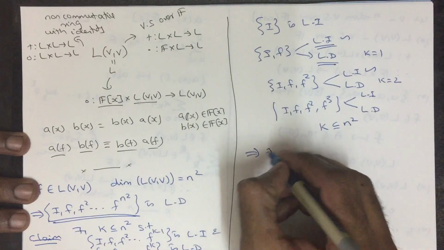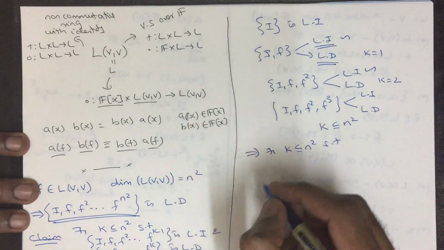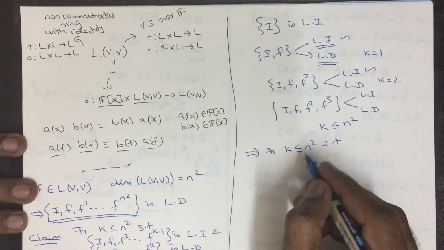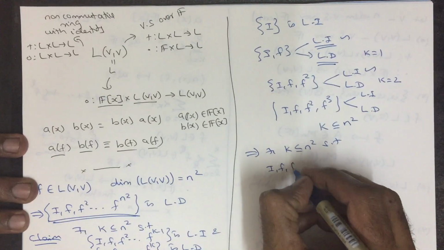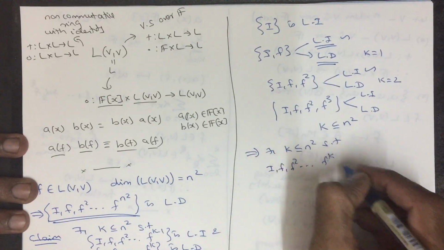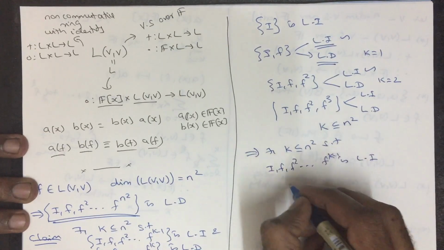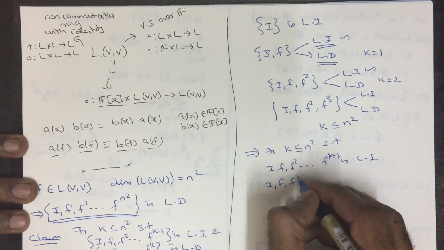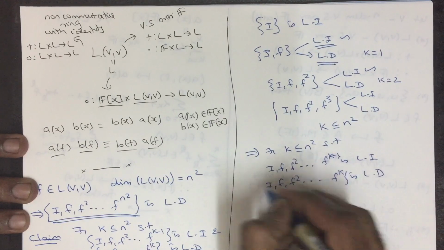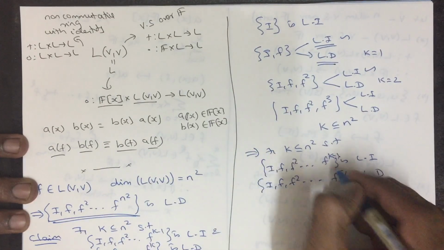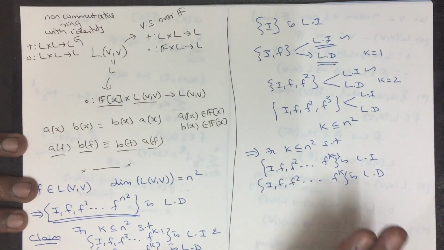This implies there exists a k, a non-negative integer less than or equal to n squared, such that the set I, f, f squared, etc. up to f to the power k minus 1 is linearly independent, and I, f, f squared, etc. up to f to the power k is linearly dependent. Of course, just put them in set notation, the set of vectors. That is what we wanted to prove, and we have proved this.